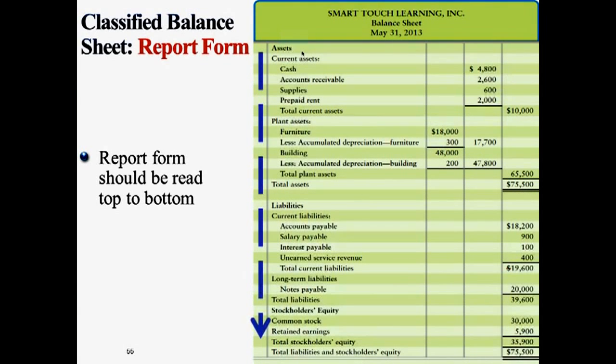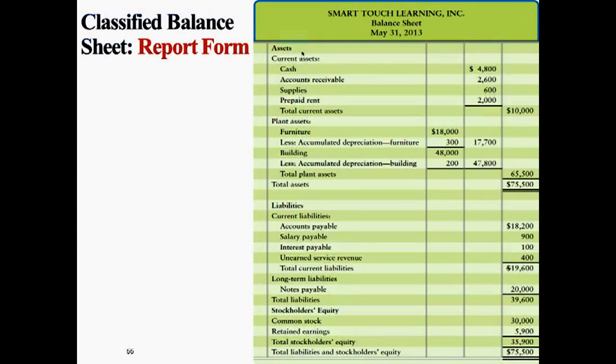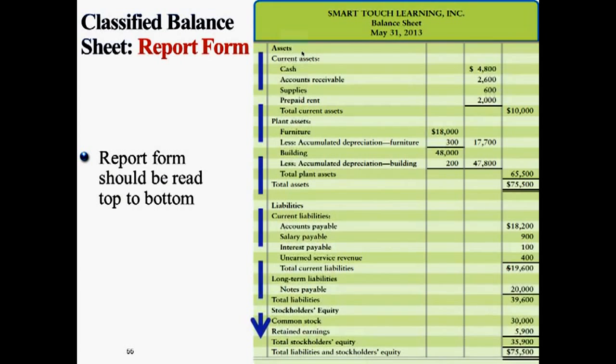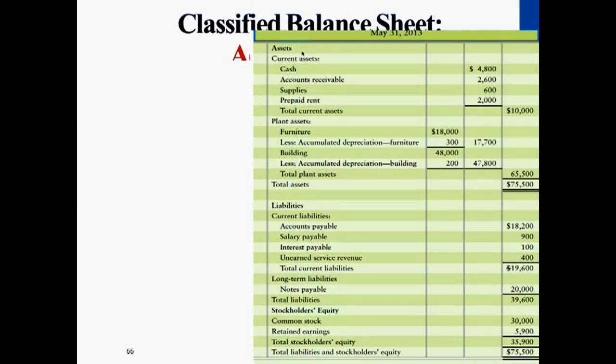It still has assets in the upper part. We start with assets and again classify them into current and long-term. Then you have liabilities, also current and long-term, and equity. All the information is the same; it's just either from left to right or from top to bottom. So you just have to know that there are two formats. For your homework, I'll be focusing more on the account form.